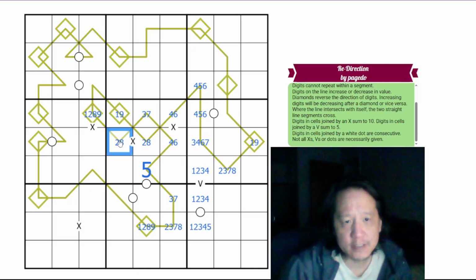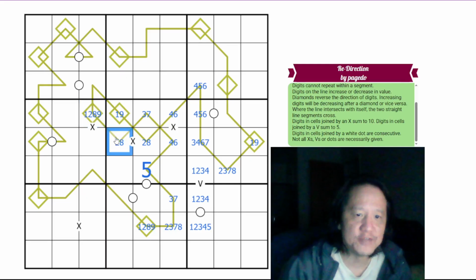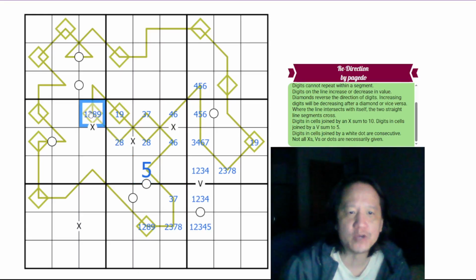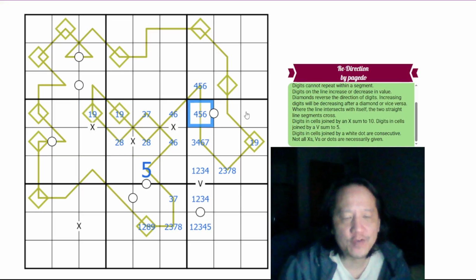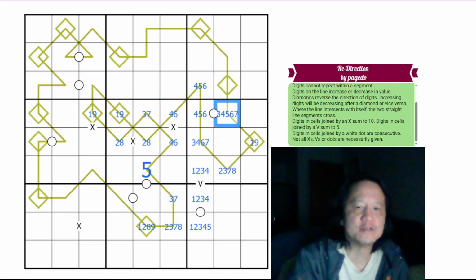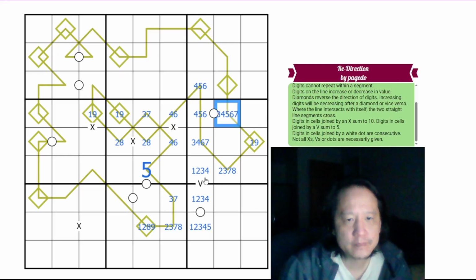This 2 or 8 forces this to be 1 or 9, right? Because if this were 2, it has to be increasing to the 5 here, so this must be decreasing this way. It would be 1, the only digit less than it. If this is 8, it would be decreasing to the 5 here, and therefore it must be increasing to the 9 here. So this is 1 or 9. This is 1 or 9. 4, 5, or 6 is consecutive with 3, 4, 5, 6, or 7 there. This is 1 or 9. This is 4 or 6.